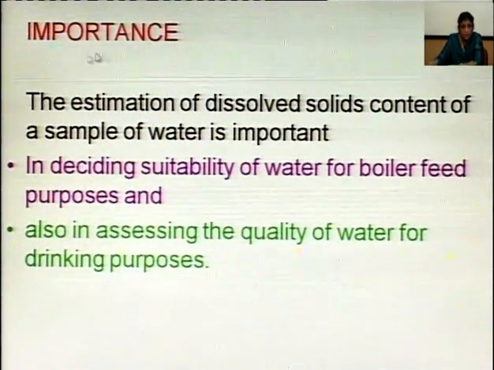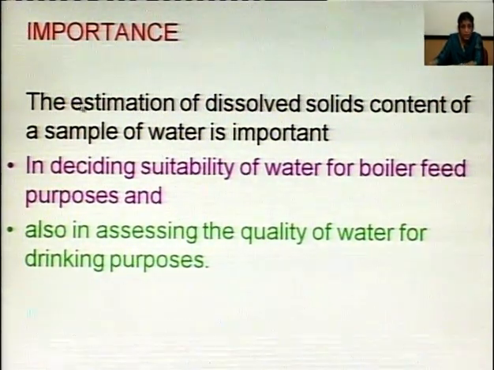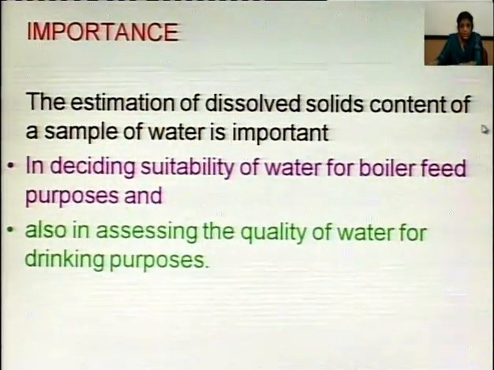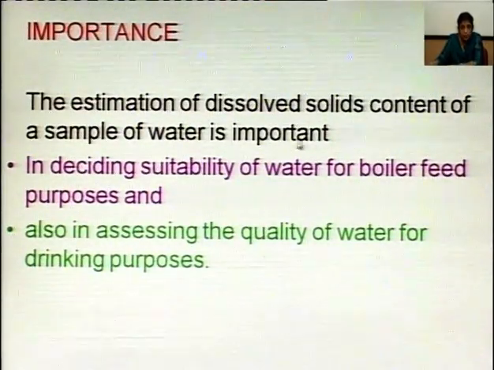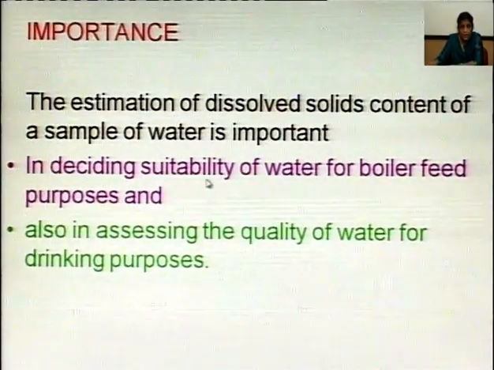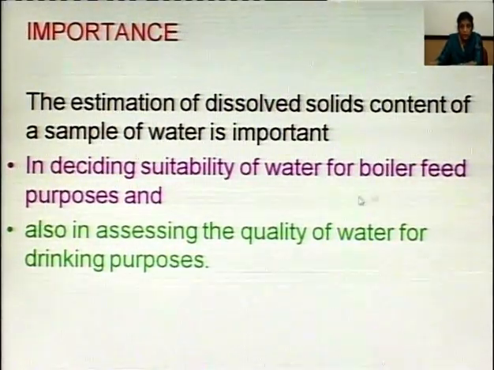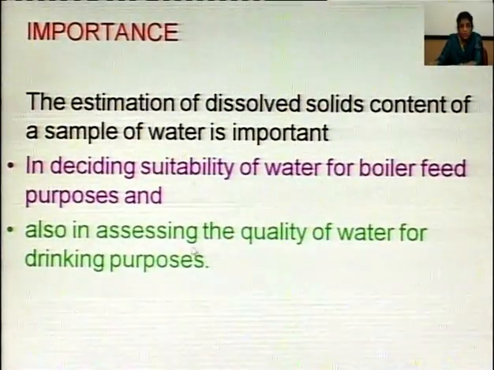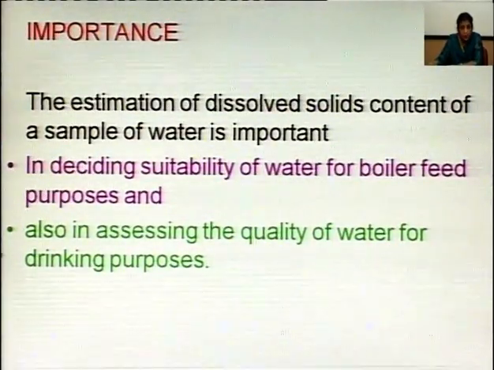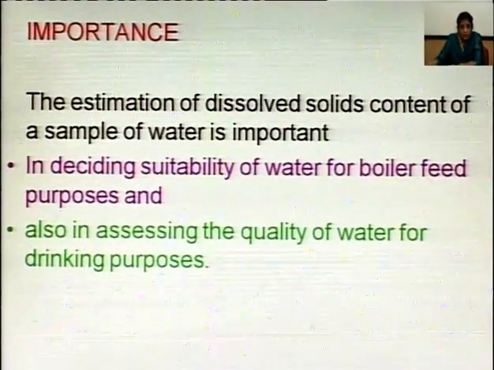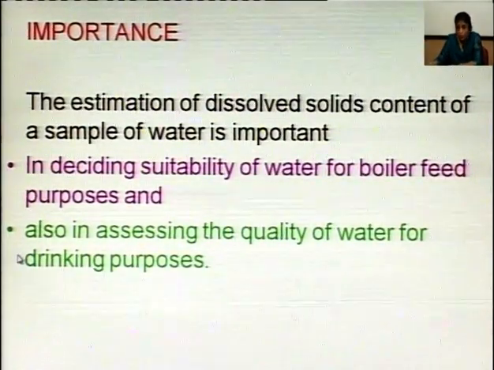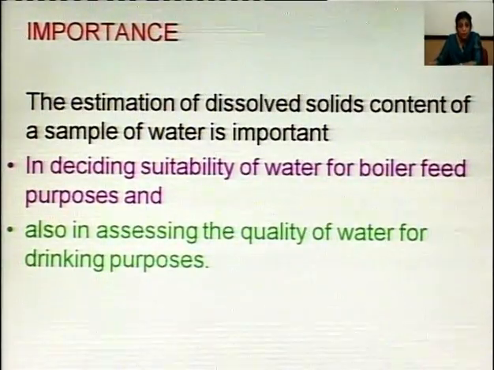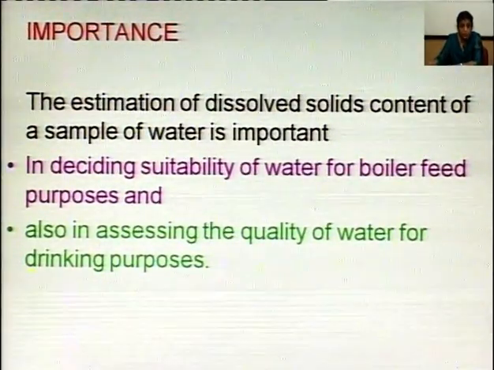So, what is the importance of estimating TDS? The estimation of dissolved solids content of a sample water is important in deciding the suitability of water for boiler feed purposes, and also in assessing the quality of water for drinking purposes, because water used for drinking should not contain more than 500 ppm of TDS.